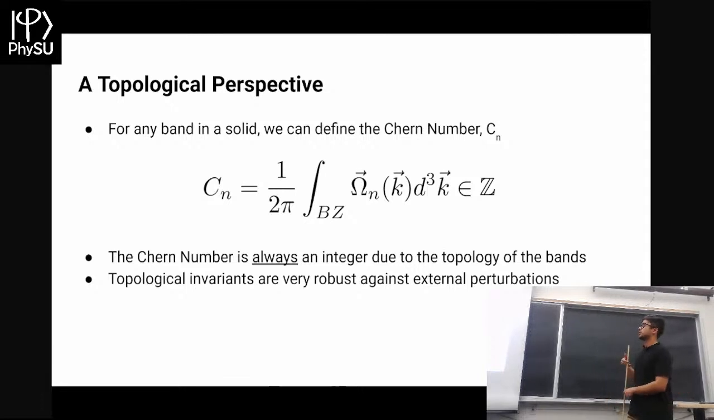It turns out that it's always going to be equal to an integer. This is due to what we call the topology of the bands. I can talk a bit more about that later if you're curious. But these topological invariants are very robust against external perturbations. It's a property of the system, and oftentimes these are what we call symmetry protected. These systems have symmetries, and it's very hard to break these symmetries easily.